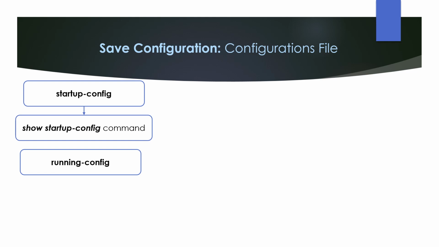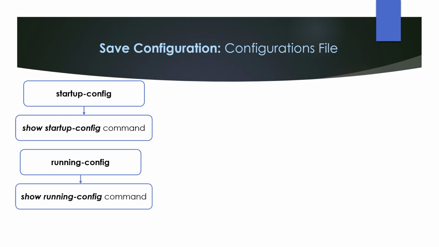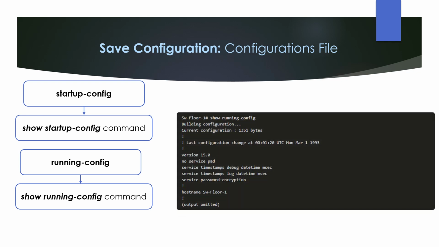To show the configuration that is in the running config file, we have to use the show running-config command, as shown here in this slide. This is to view the running configuration, and the command will list the complete configuration currently stored in the random access memory.